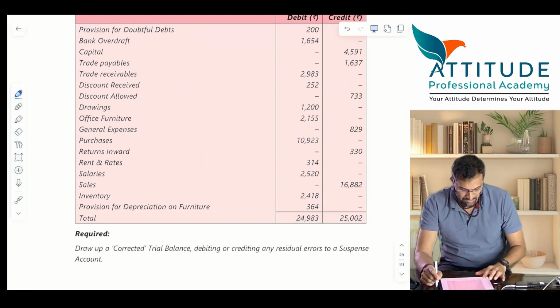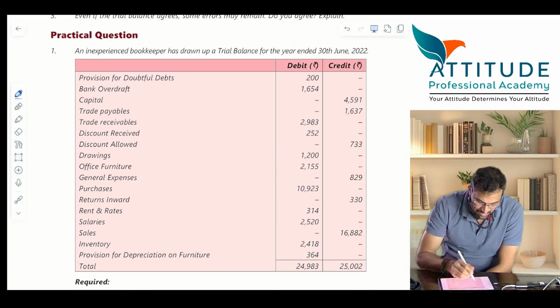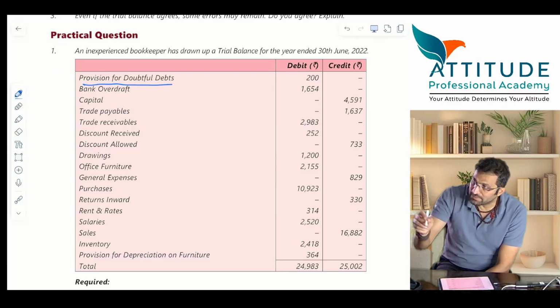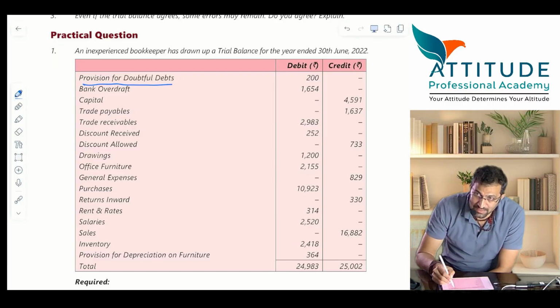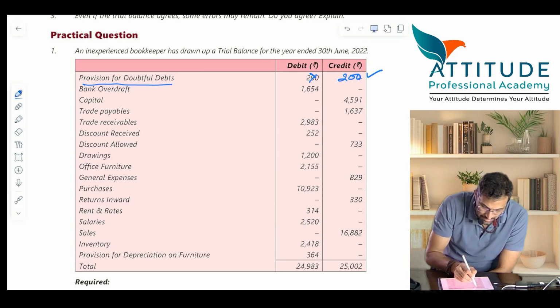Okay, there is one thing. Drop the corrected trial balance. I'll ask you some questions, please answer. Provision for doubtful debts: correct or wrong? Wrong. Provision will always show what balance? Credit balance. Bank overdraft: wrong.